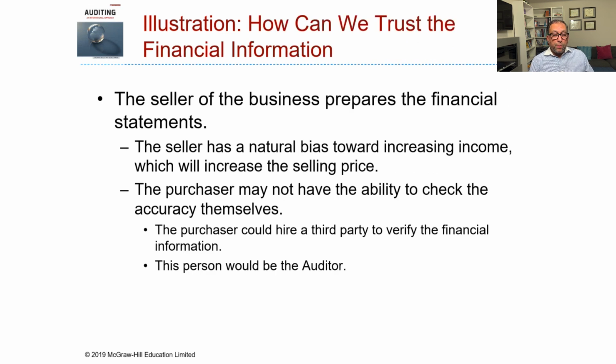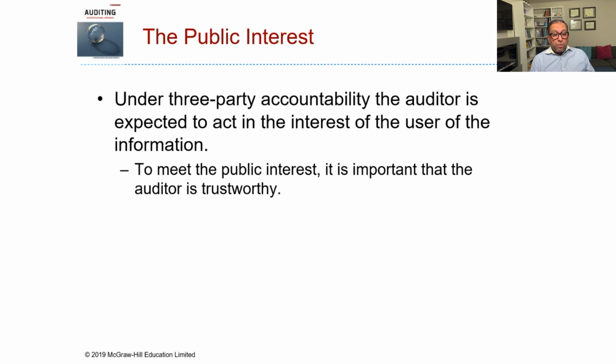The seller of the business prepared the financial statements. The seller has a natural bias towards increasing income, which will increase the selling price. And the purchasers may not have the ability to check the accuracy themselves. The purchasers could hire a third party to verify the financial information, and this person would be the auditor. So under three-party accountability, the auditor is expected to act in the interest of the users of the information, not the information provider.